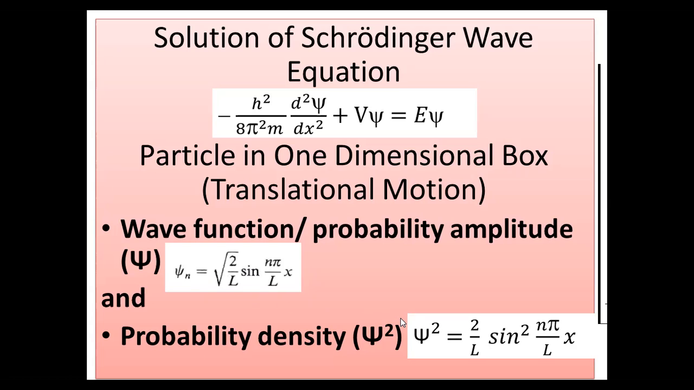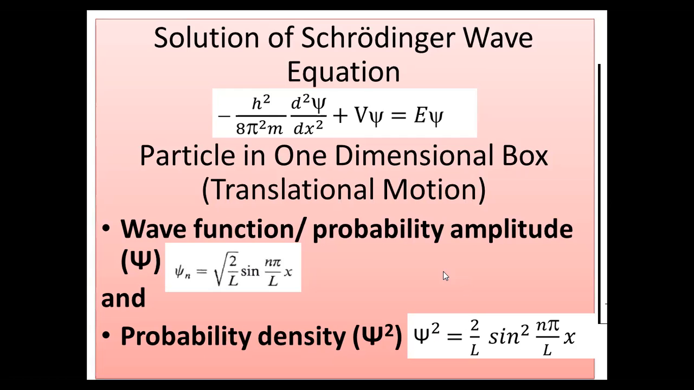We will be deriving these equations by using the Schrodinger wave equation. That's why this is called the solution of the Schrodinger wave equation, and the solution in terms of translation motion, because we will also be discussing vibrational and rotational motion, and the same equation we will use to calculate the wave function and the probability density. This is all about quantum mechanics. Now you will further focus on what the wave function is and where the probability of finding the electrons is.